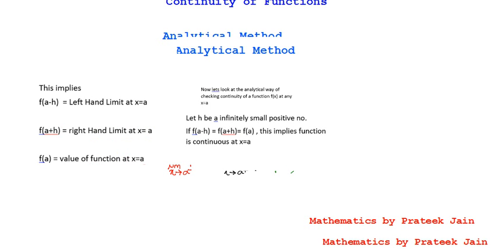Mathematically, the same can be written like this. Limit x tends to a minus f of x is equal to limit x tends to a plus f of x is equal to f of a. If these three values are equal, the function is said to be continuous at x equals a. This is all about the fundamentals of checking the continuity of a function.